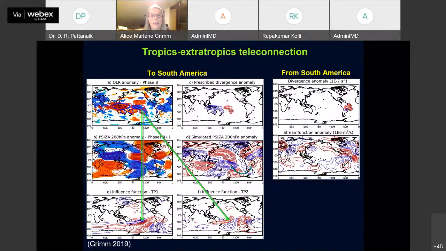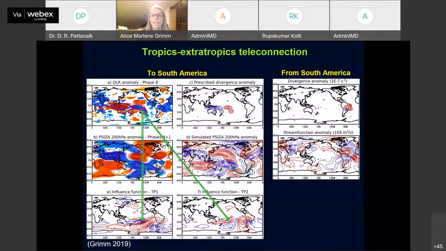Well, which of these convection anomalies here in the Pacific are responsible for forming this wave train, responsible for these anomalies over South America? We used this upper level divergence as forcing in a simple model, and we are able to reproduce this wave train with anticyclonic and cyclonic circulation here.